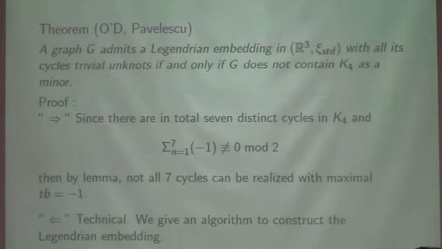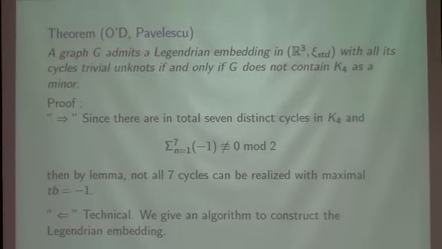Now, the main theorem. So we said that a graph has a Legendrian embedding in the standard contact structure where all of its cycles are trivial unknots if and only if G does not contain K4 as a minor. And so if it does contain K4 as a minor, then it will contain a subdivision of K4.